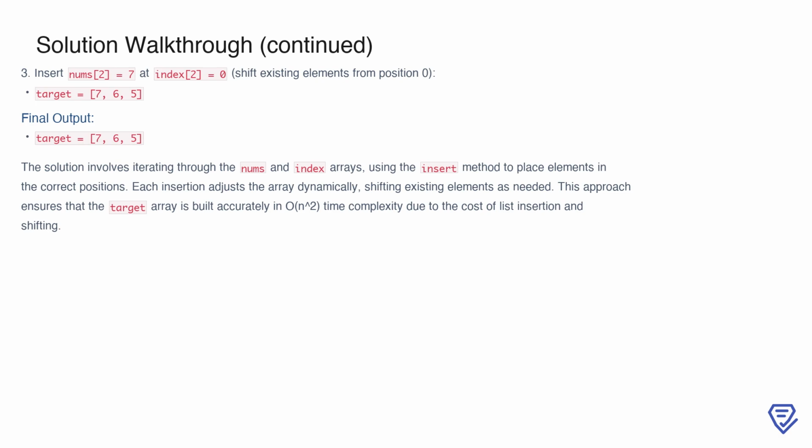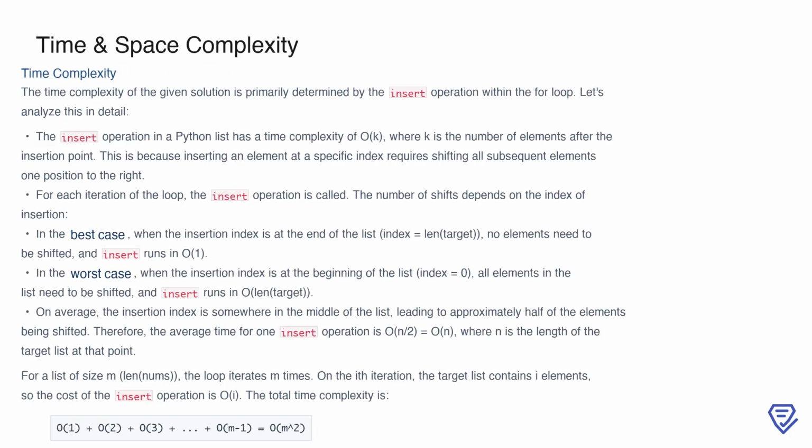To summarize, the process involves iterating through the nums and index arrays and using the insert method to place each element in the correct position. The insert operation dynamically shifts elements to ensure the target array is updated correctly. While this approach is effective, it has a time complexity of O(n squared), due to the cost of shifting elements during each insertion. The time complexity of this solution is driven by the insert operation within the for loop.